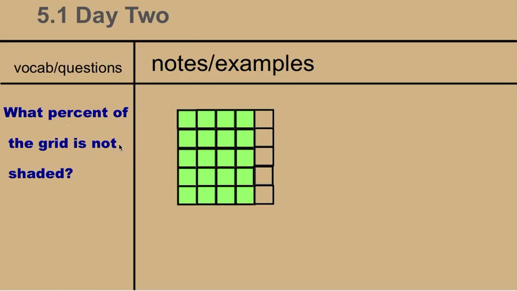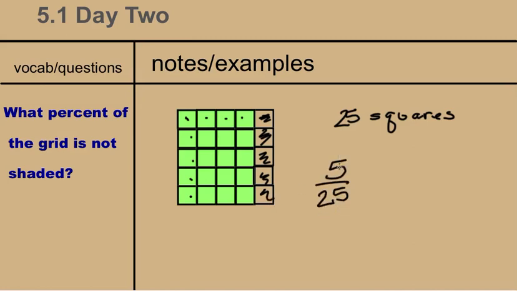What percent of the grid is not shaded? All right, so let's look at the grid here. I have 1, 2, 3, 4, 5, and 1, 2, 3, 4, 5. It's 5 by 5, which means there are 25 squares. How many are not shaded? 1, 2, 3, 4, 5. 5 of the 25 are not shaded. I need to write this as a percent.